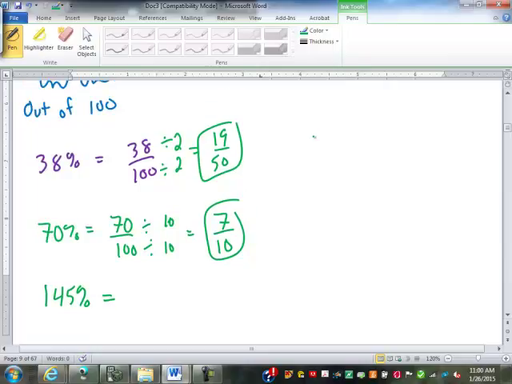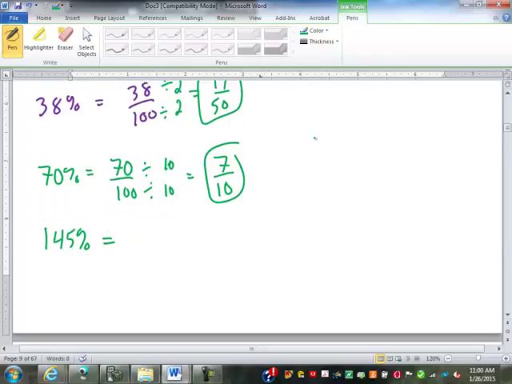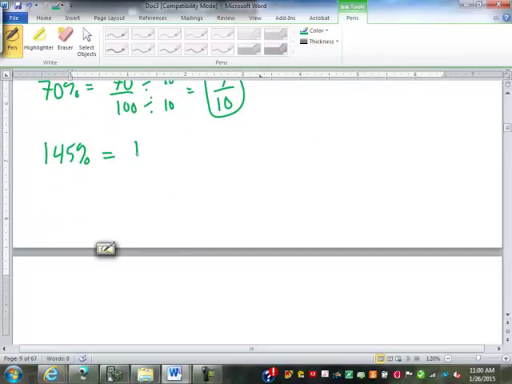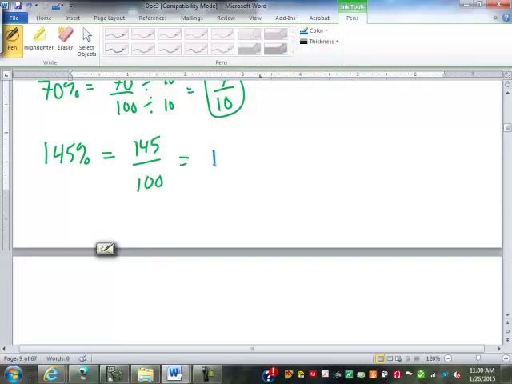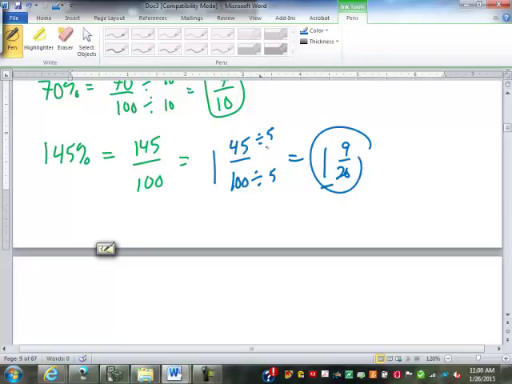So now what if we have 145%? What's that become? 145 out of 100. Now at this point we see that that's an improper fraction. So we can change that to 1 and 45 over 100. And those can be reduced by 5. So that's 1 and 9/20. Don't forget the 1. A lot of people reduce that to 9/20 and forget about the 1 there.